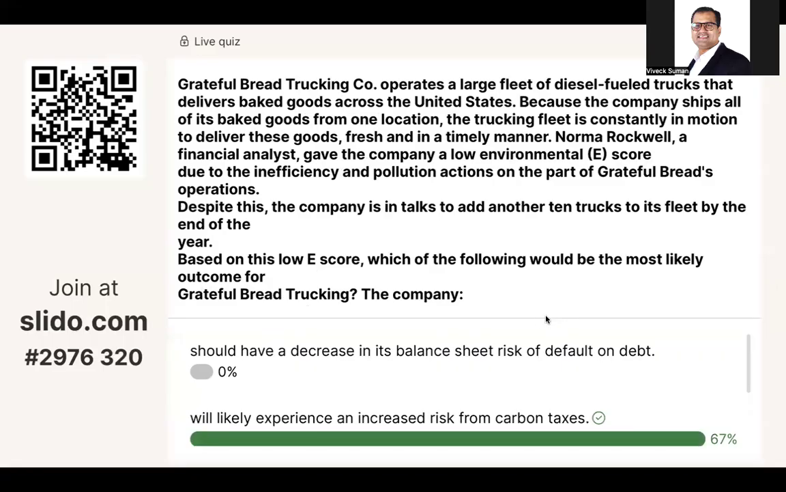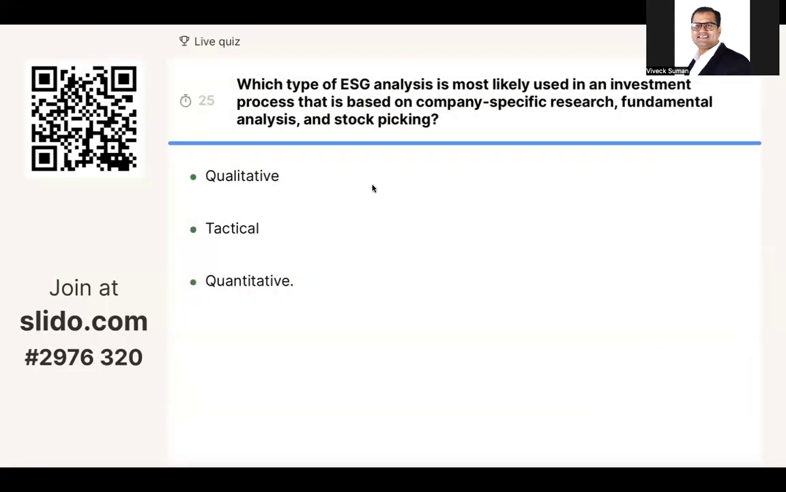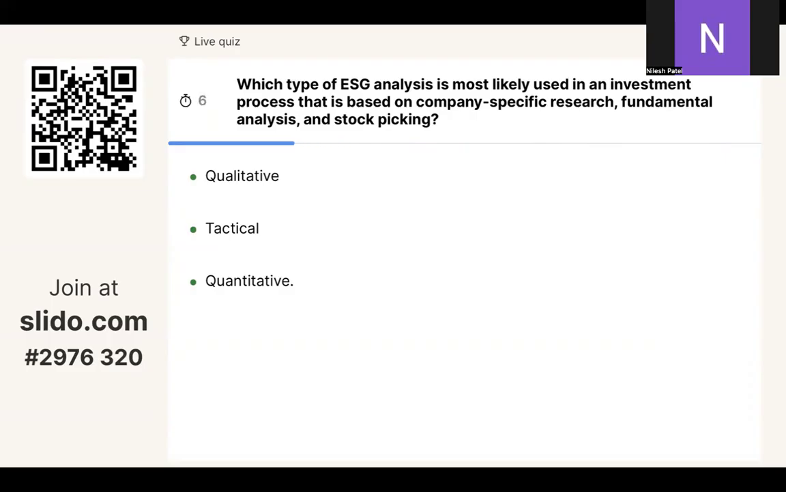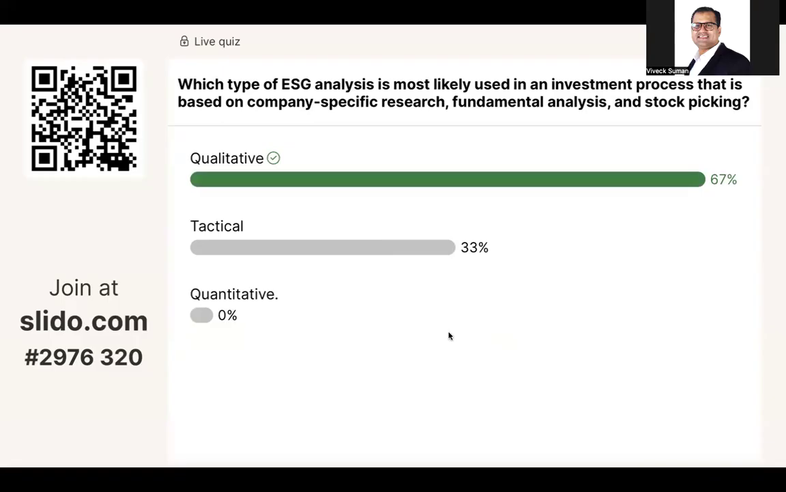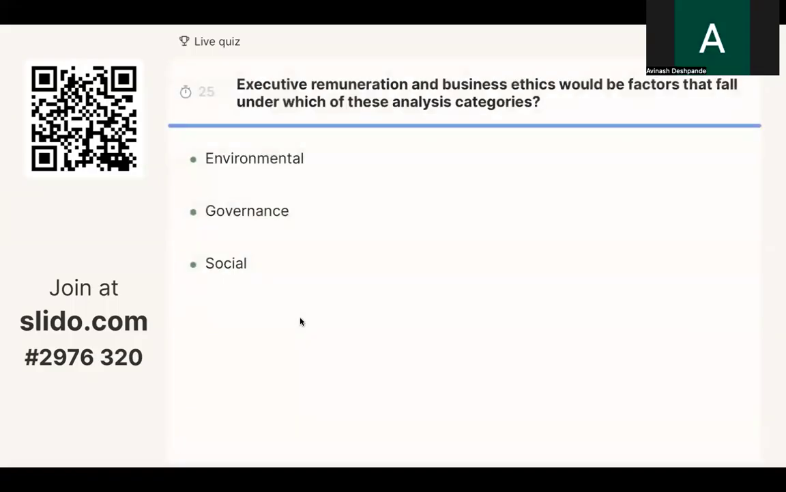The correct answer is will likely experience increased risk from carbon taxes. ESG, go ahead. Which type of ESG analysis is most likely used in an investment process that is based on company-specific research, foundation analysis, and stock picking? Absolutely, it's a qualitative analysis which you do for this stock picking.